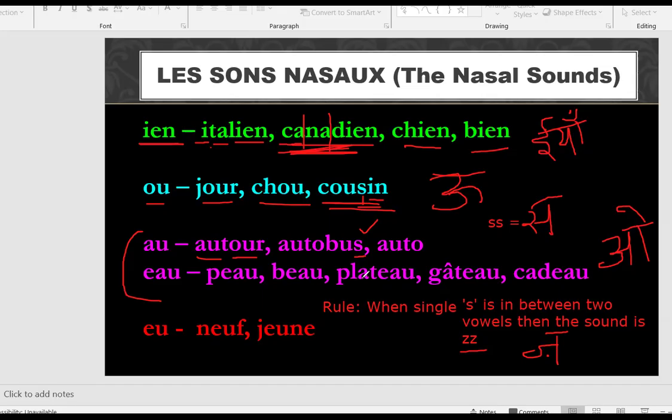So we pronounce it as autobus. Now in French, I told you U is not U. Okay, it is not autobus. It is autobus. Okay, autobus.